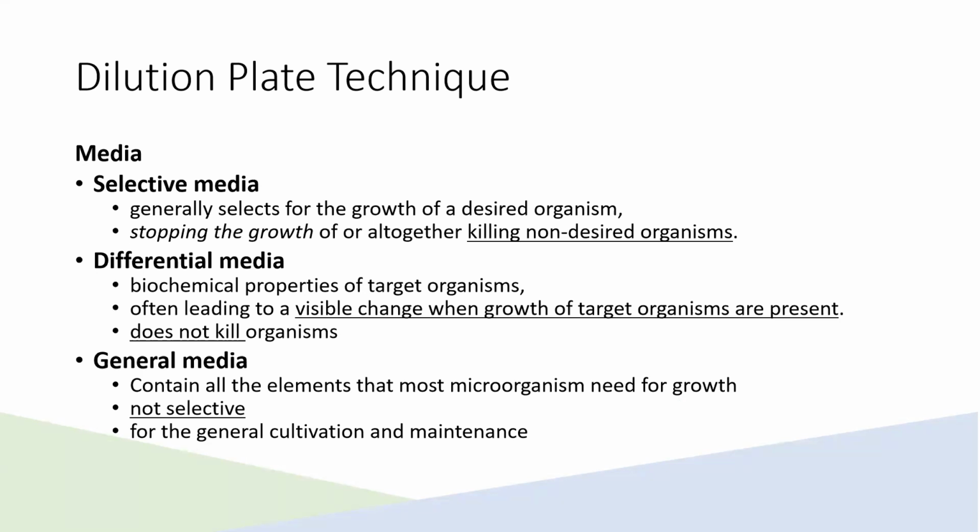Type 3 media is general media. The general media is not selective. It contains a lot of nutrition needed by microorganisms, so almost all microorganisms can grow in this media. But again, there are some pathogens that cannot be cultured in this media because they are parasitic organisms that can only grow in a living organism. So they cannot grow in this medium because this medium is not a living organism.